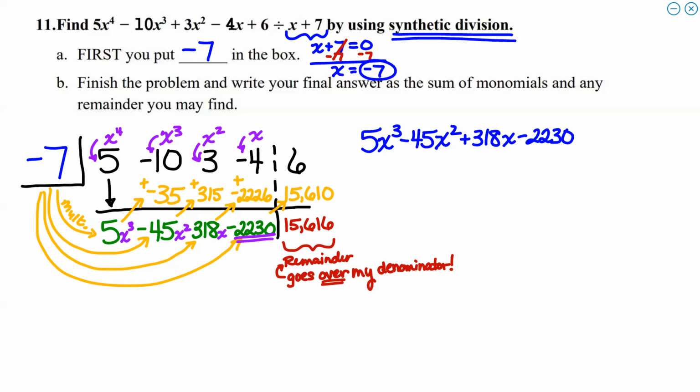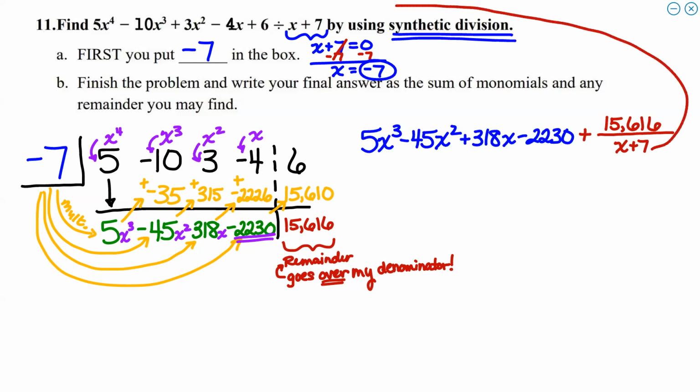And now we get to that remainder. Is the remainder positive or negative? Positive, so I put a plus. I'm going to need a fraction. What goes up on top of the fraction? Yep. 15,616. Down on the bottom, what were we dividing by up at the original problem? X plus 7. This came from here. That would be my final answer there.